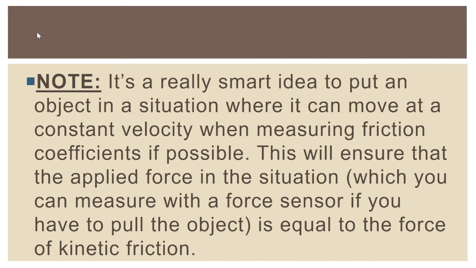It's a really smart idea to put an object in a situation where it can move at a constant velocity when measuring friction coefficients or friction forces if possible. This will ensure that the applied force in the situation, which you can measure with a force sensor if you have to pull the object, is equal to the force of kinetic friction. Obviously, the same is true if it's not moving, if you have to measure the force of static friction too. This goes back to that whole idea of the drag test to measure forces or coefficients of static friction.